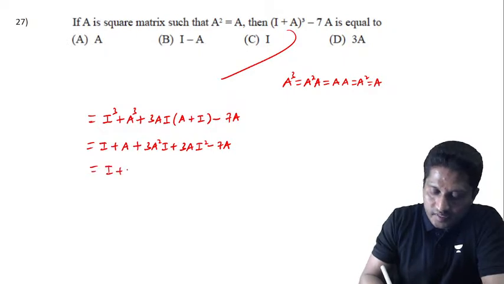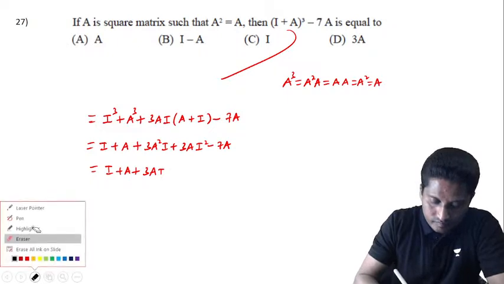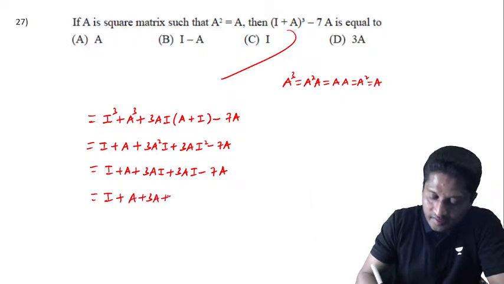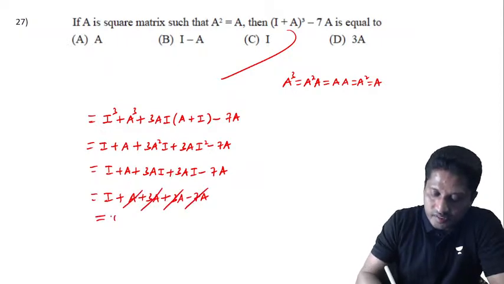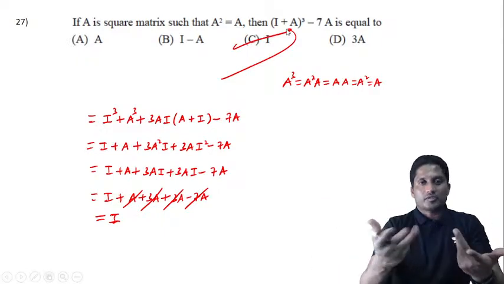This is I plus A plus 3 times A square is A, plus 3A, I square is I, minus 7A. Again this is equal to I plus A plus 3 I into A is A. Again I into A is A, minus 7I. Okay, 3 plus 3 is 6, 6 plus 1 is 7, will cancel 7, you get I. Answer is identity only. Or you take A equal to I, substitute, you will get the answer.